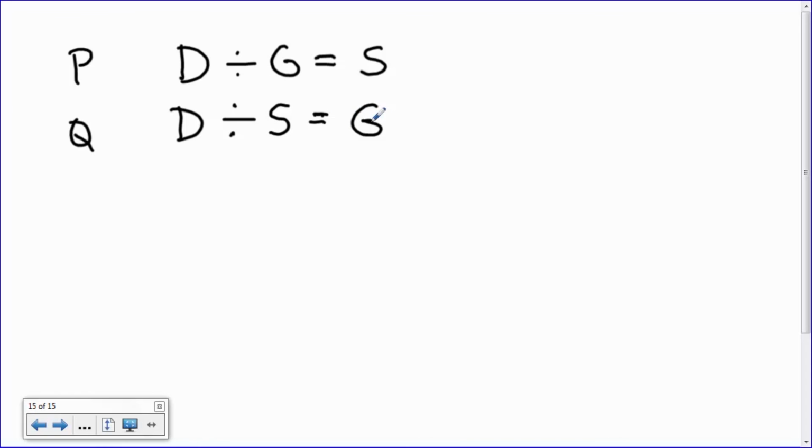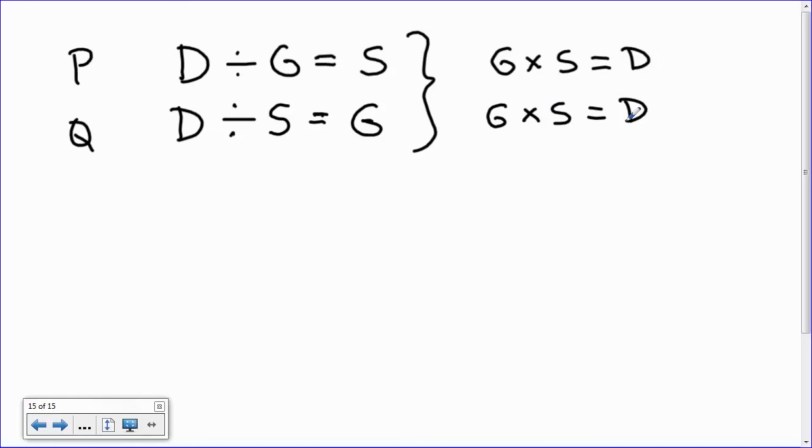Now, for both of these to be true, this one means that the number of groups times the size of each group better get you back to the dividend set, while this one says that the number of groups, the thing you found, times the size better get back to the dividend set. And so it's just that the groups and the size of the groups are in different positions for partitive and quotative division problems. But they both lead essentially to the same multiplication problem.